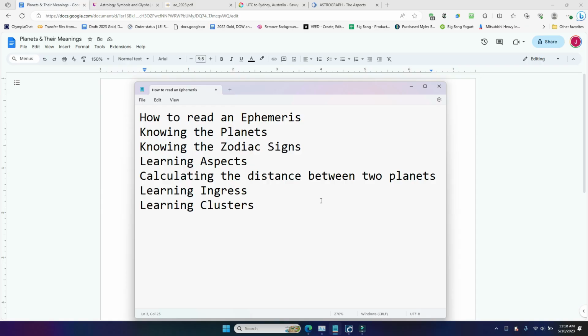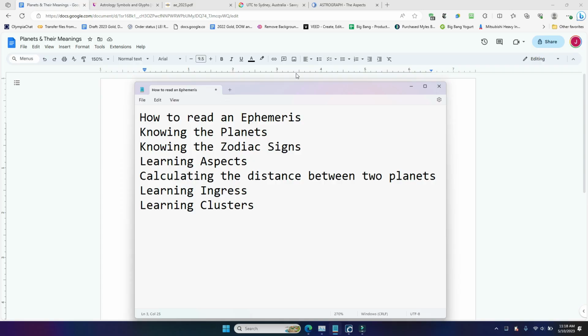I'll show you how to calculate the distance between two planets. And then we'll talk about ingressing and clusters to determine changes in trend. Now in this video, I won't go through and show you an example of a change in trend, purely because we'll take this as an informational video that you'll be able to refer back to in the future when it comes to looking at specific astro-based techniques, okay?